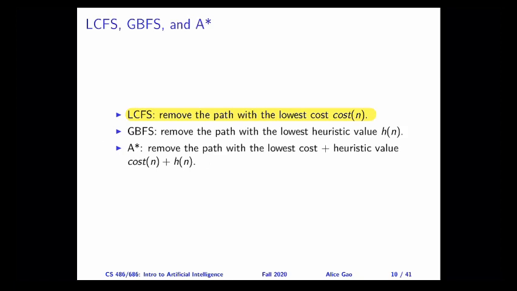The second algorithm is greedy best first search. This algorithm uses only the heuristic function. It removes the path with the lowest heuristic value. In other words, greedy best first search always selects the path or the node that we believe is closest to any goal node. The third algorithm is A*. This algorithm uses both the cost and the heuristic functions. A* removes the path with the lowest sum of the two functions.